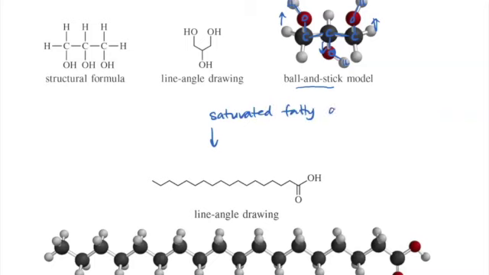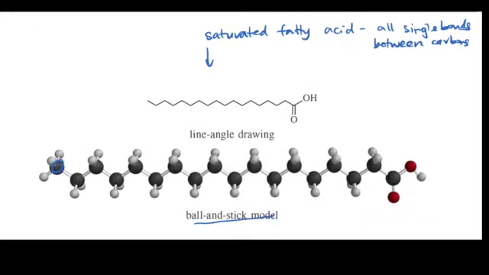Saturated fatty acids have all single bonds. So these are all single bonds between the carbons. And this is best shown here in the ball and stick model, where these are the carbon atoms, the black atoms, and these are just single bonds connecting those, okay?